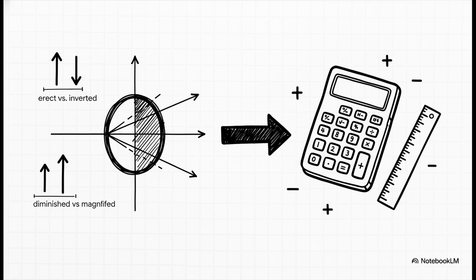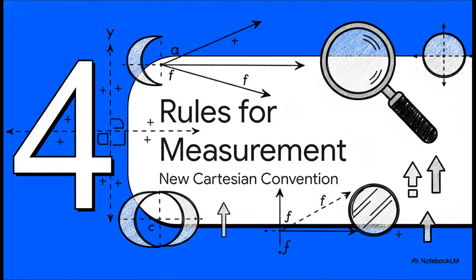We need numbers. And for our numbers to be correct, we need a consistent system for our measurements. To make sure that our calculations are always correct and consistent, so that a student in India and a student in another country get the exact same answer for the same problem, we all agree to follow a standard set of rules. This system is called the New Cartesian Sign Convention. It's very logical, so let's break it down.